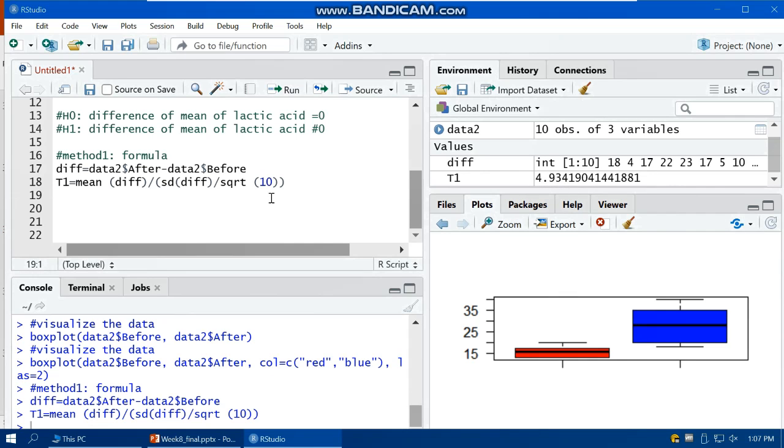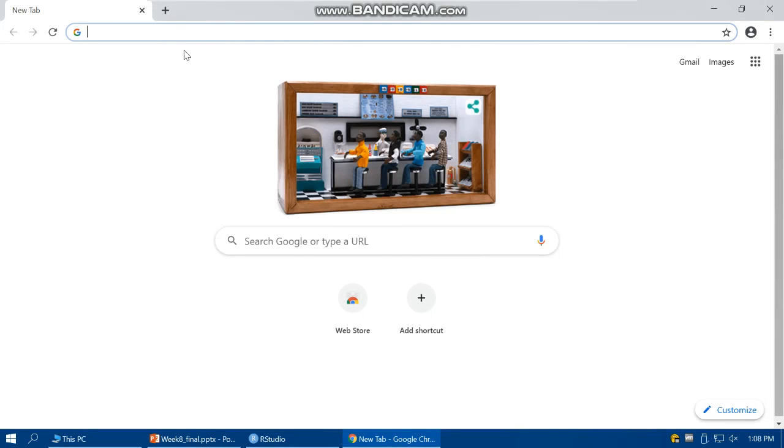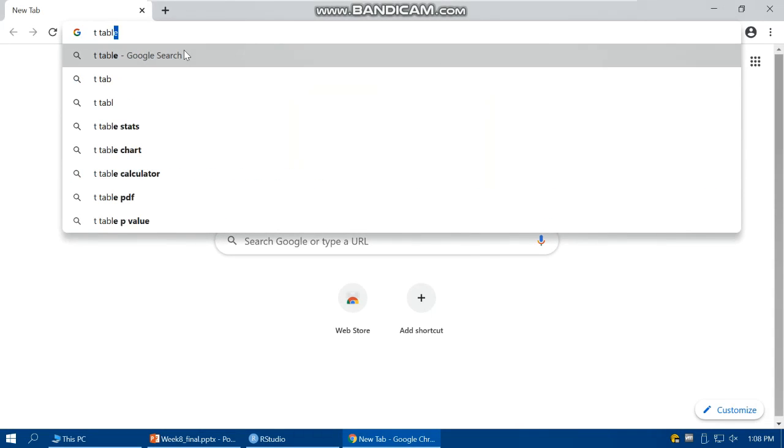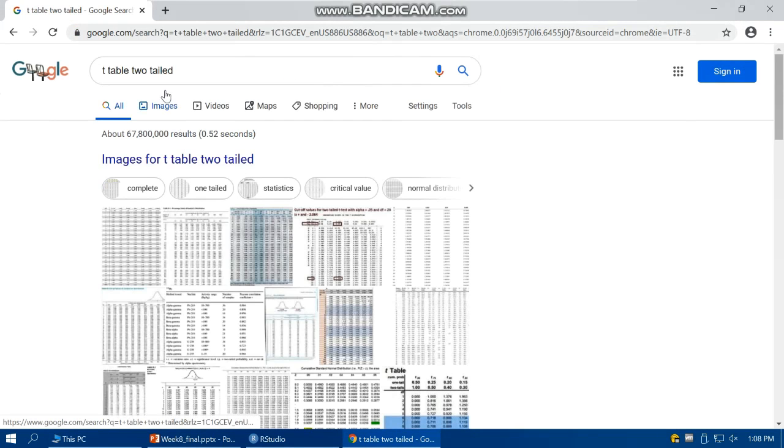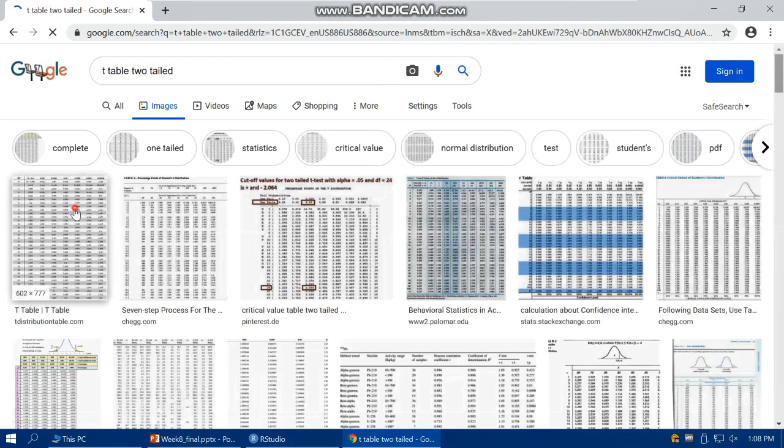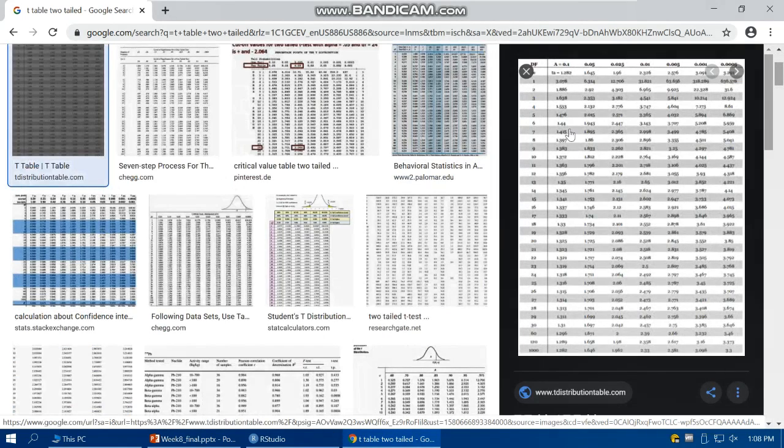So what we should do now is compare this with the critical value, right? So here, if I type t-table and I think two-sided or two-tailed. So let me find it. So we're going to have this test at the 95% confidence.